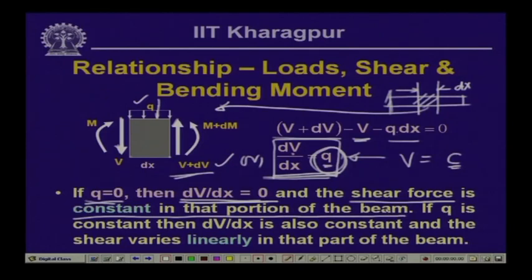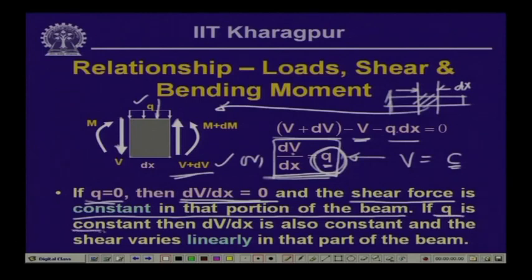Now, if the q is uniformly distributed over the length of the beam or a portion of the beam which we are considering, then dV/dx also is equal to q, which is constant. Now, if we integrate it, then we get V, which is varying linearly over that particular portion. So, if we have q which is constant or uniform over the portion, then dV/dx is constant, and consequently the shear force will be varying linearly in that part of the beam. So, this is what we get from this particular diagram.